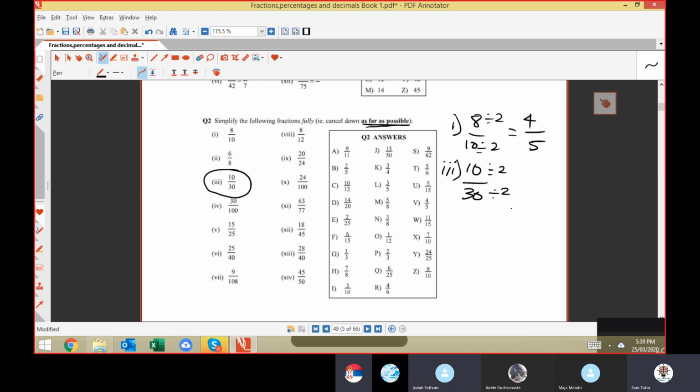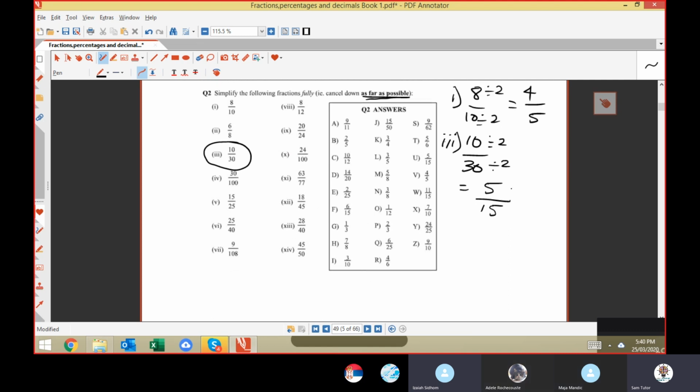Okay. I just want to show you what happens. So what's 10 divided by 2? 5. 30 divided by 2? 15. Now, is that fully simplified? No. Can you see 5 can still be divided by 5 and 15 can still be divided by 5? Yeah. 1/3.